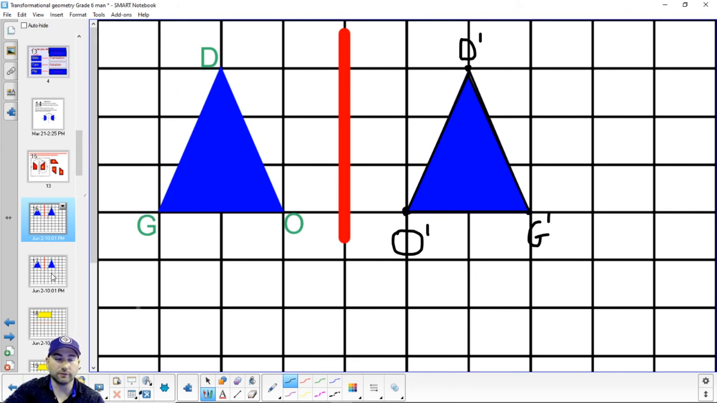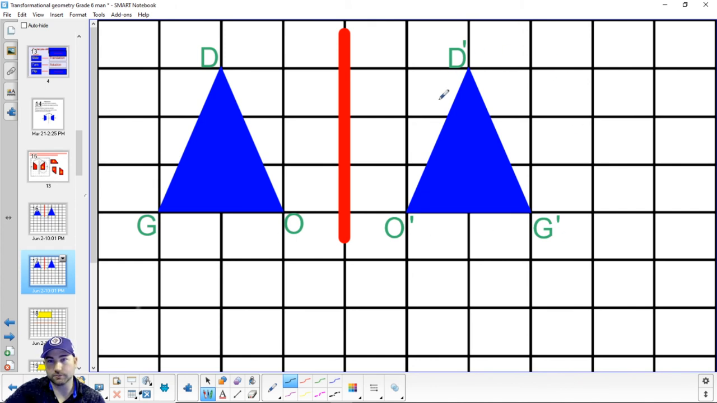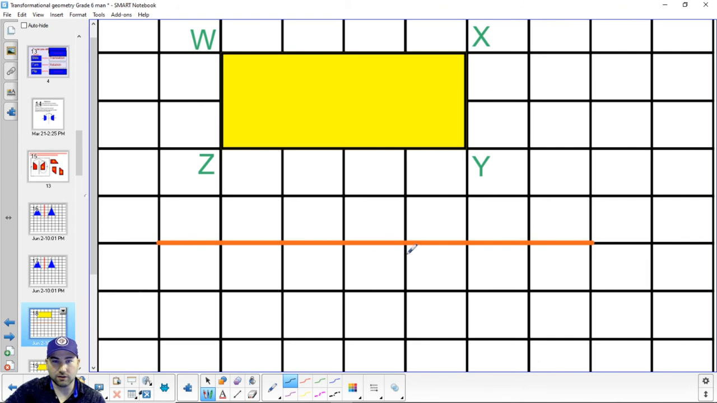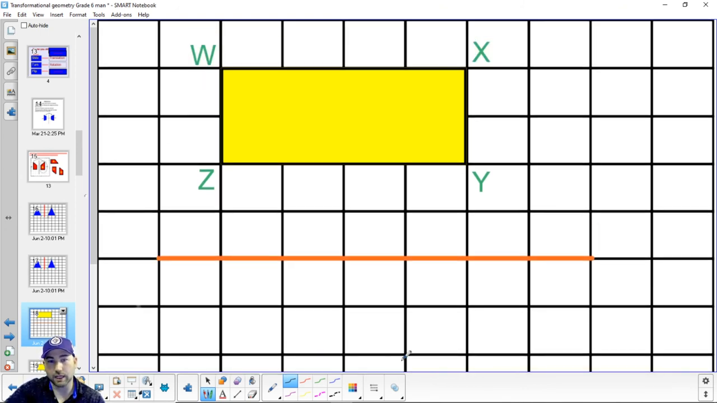So that's how you do a reflection. Okay, so there's the answer. I guess I should have just went one slide instead of doing it myself, but as you can see here, there's my prime marks. There is my reflection. Okay, so this is now a line of reflection that is horizontal, parallel with the x-axis.